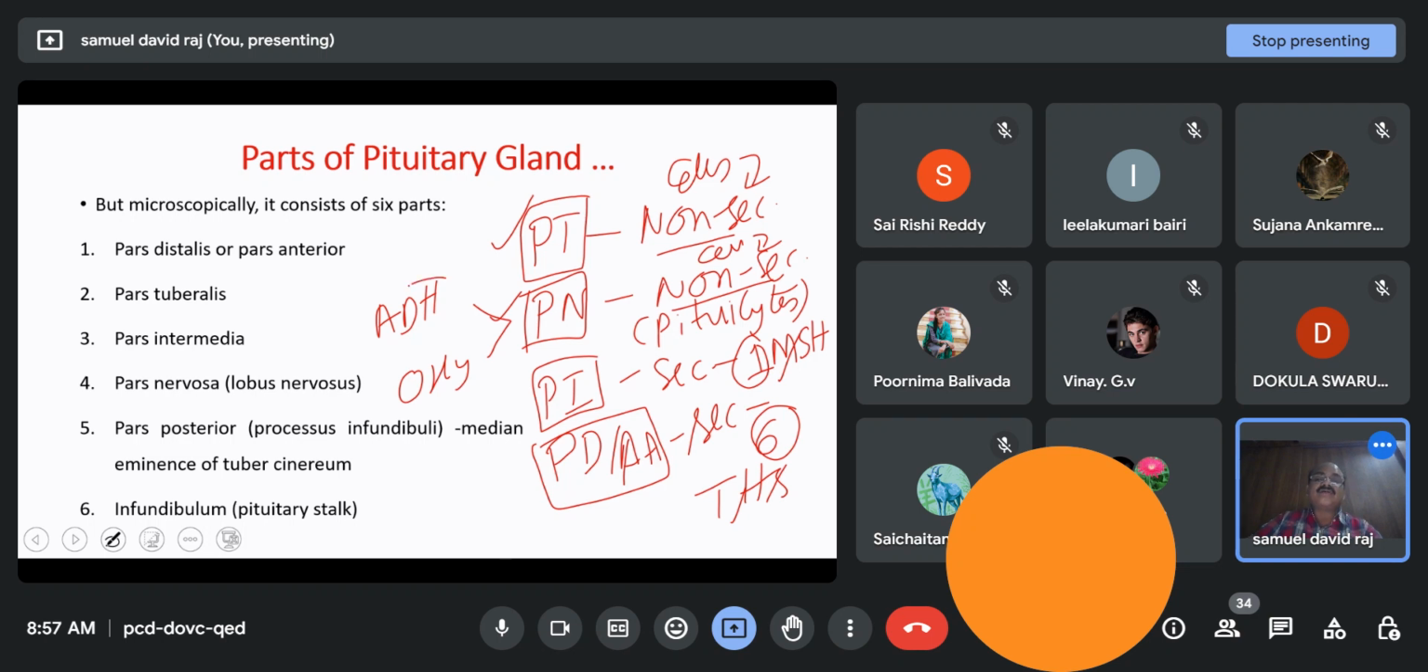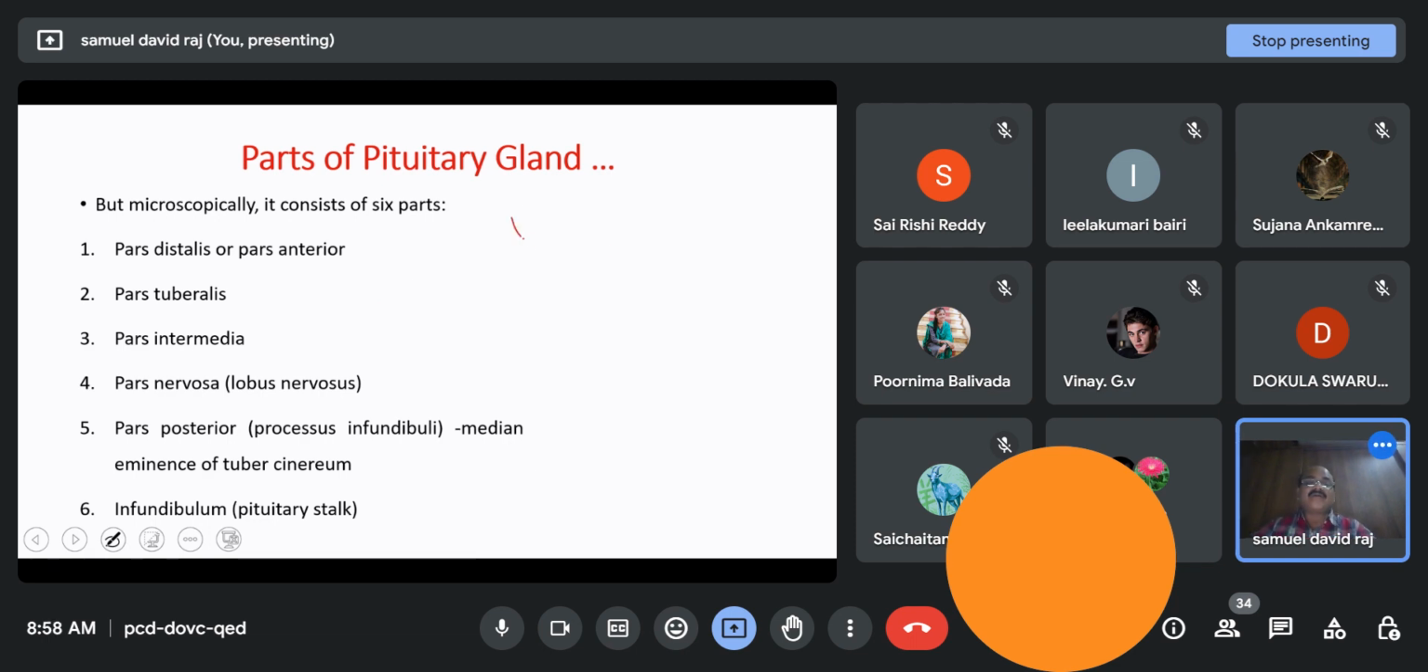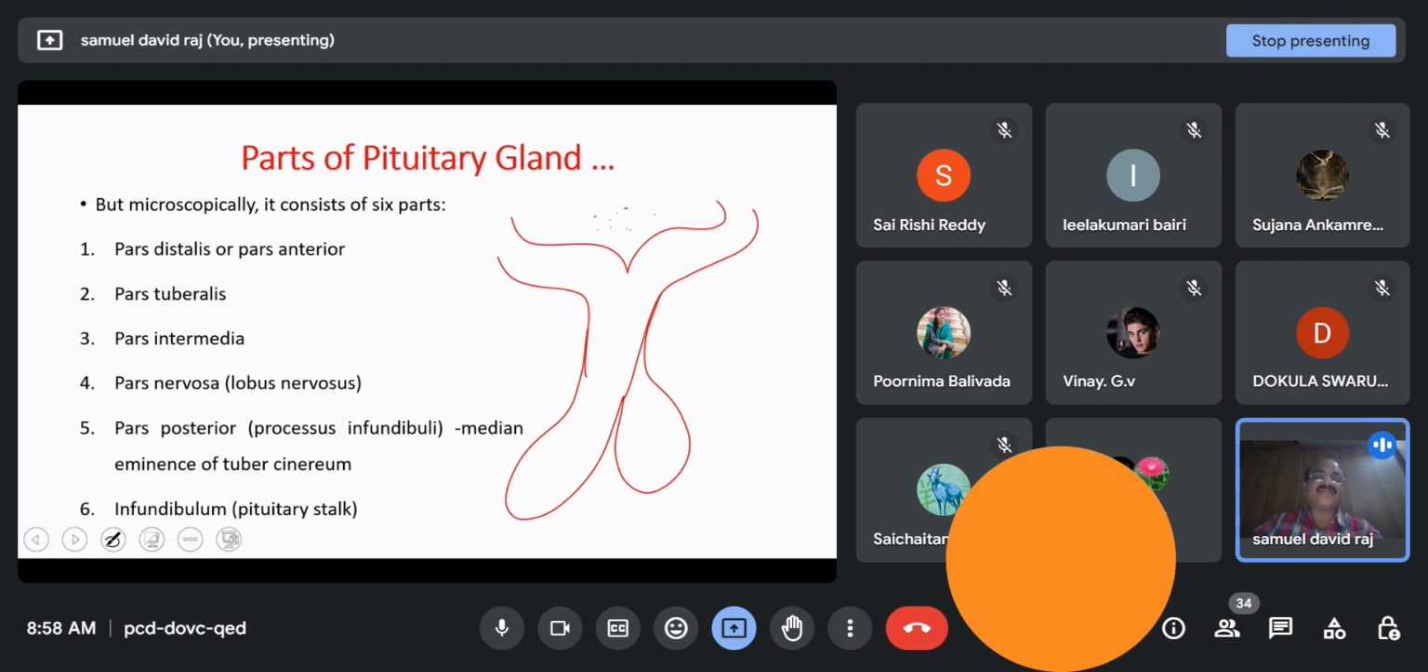So these two are secreted from pars nervosa, not by pars nervosa. Why? Because the hypothalamus is there. From this hypothalamus, certain hormones are synthesized. These hormones, through the nerve endings, reach the pars nervosa, and those hormones are stored here. And upon stimulus, these hormones are secreted by pars nervosa.